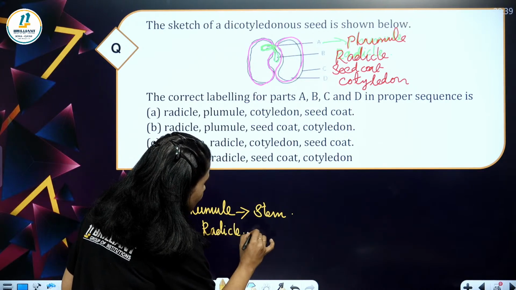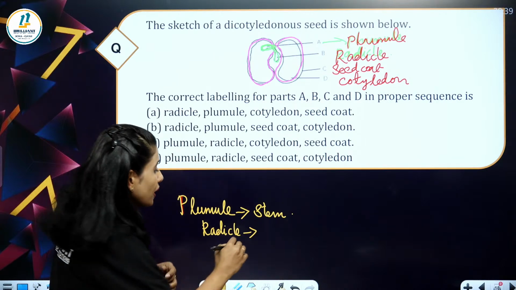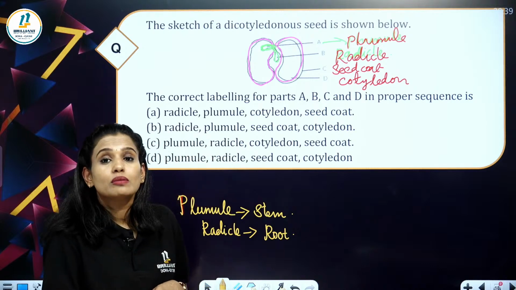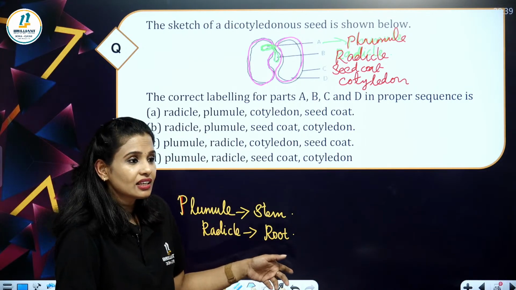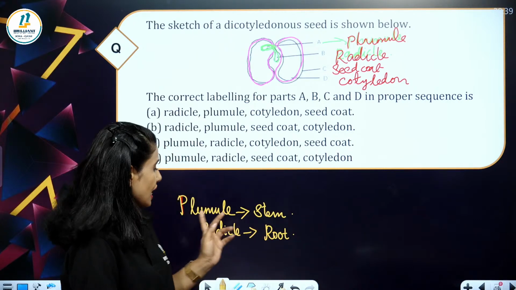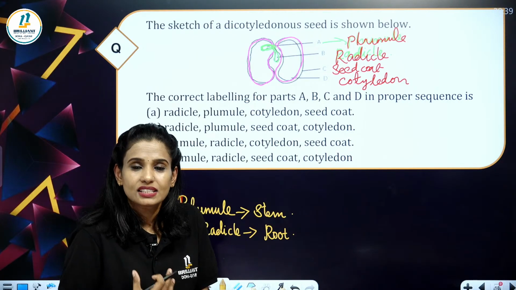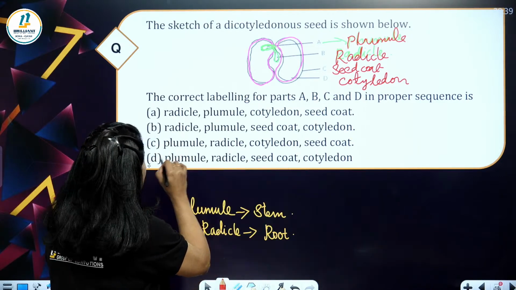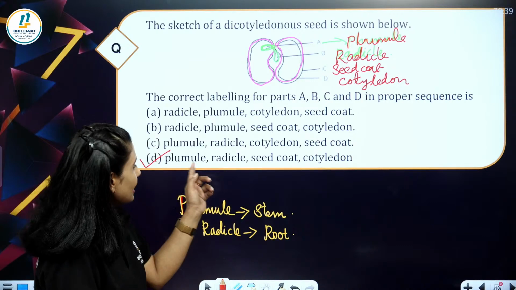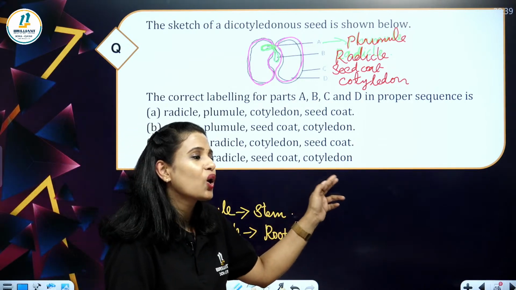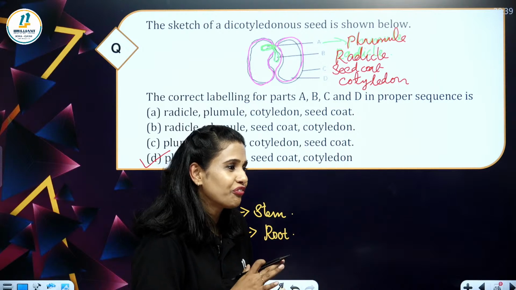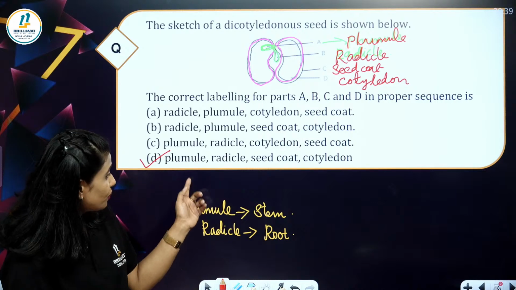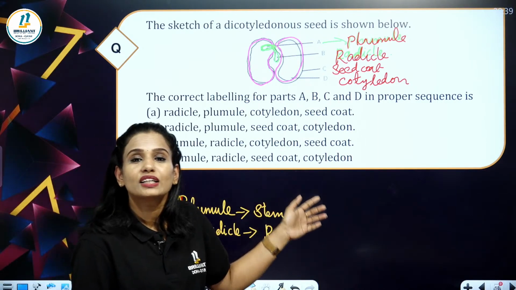Radicle is the part which grows as root in a developing plant. Radicle develops as root and plumule will develop as stem. So which is the correct option? It is option D: plumule, radicle, seed coat, cotyledon. Yeah, very good. All are commenting correct answers. So it is plumule, radicle, seed coat and cotyledon.